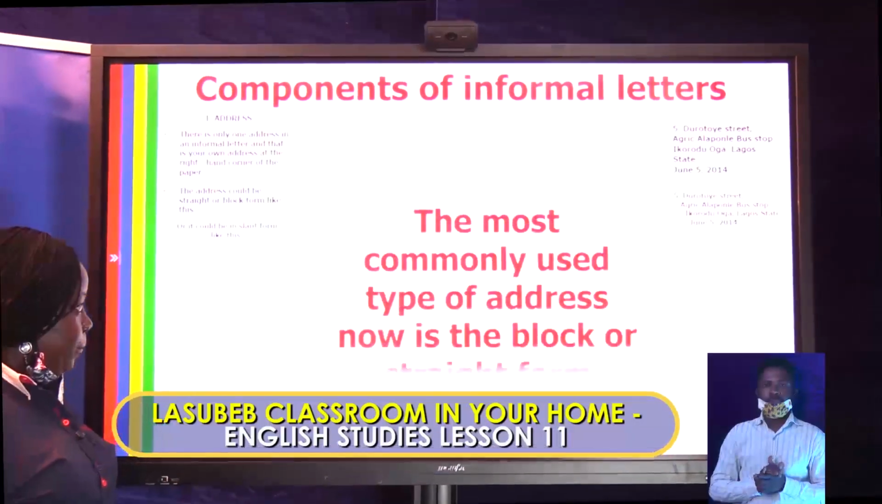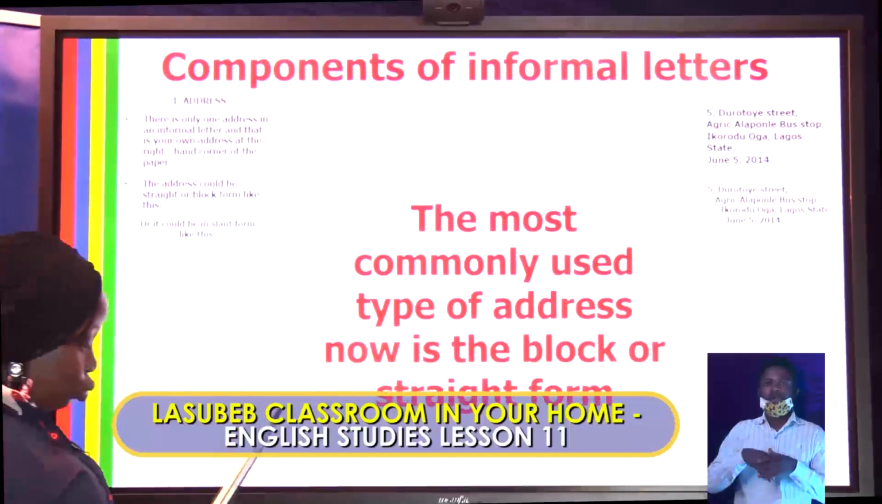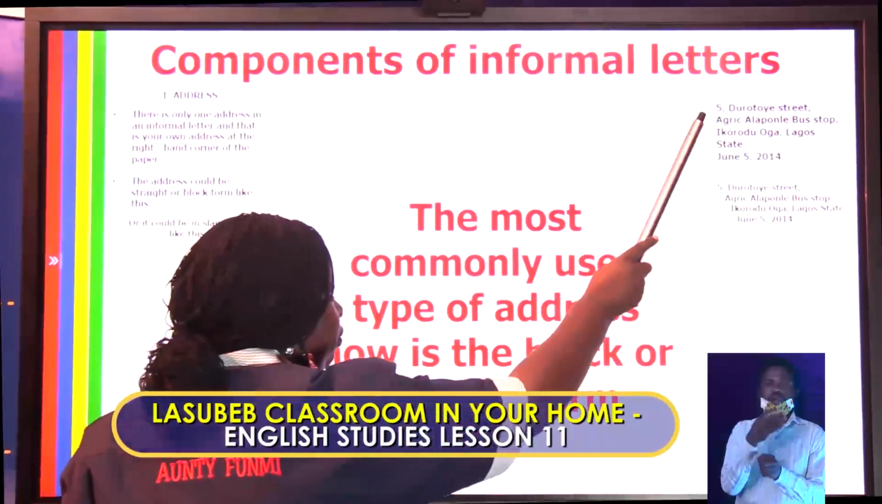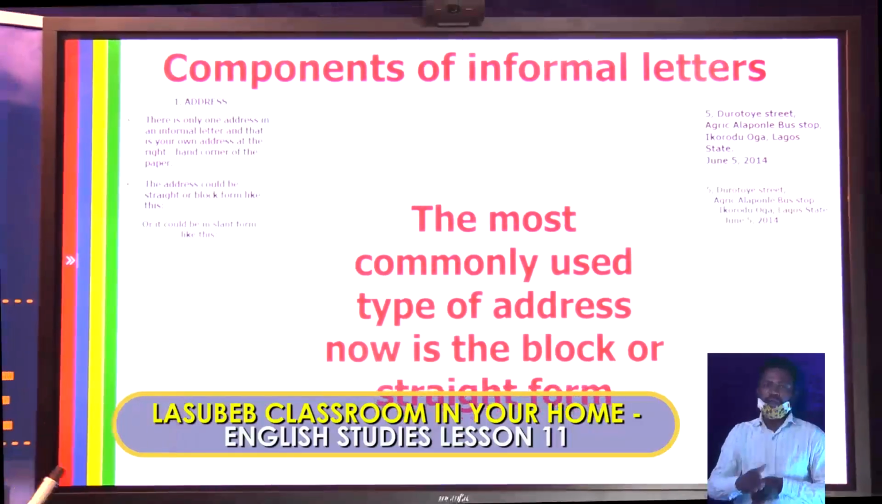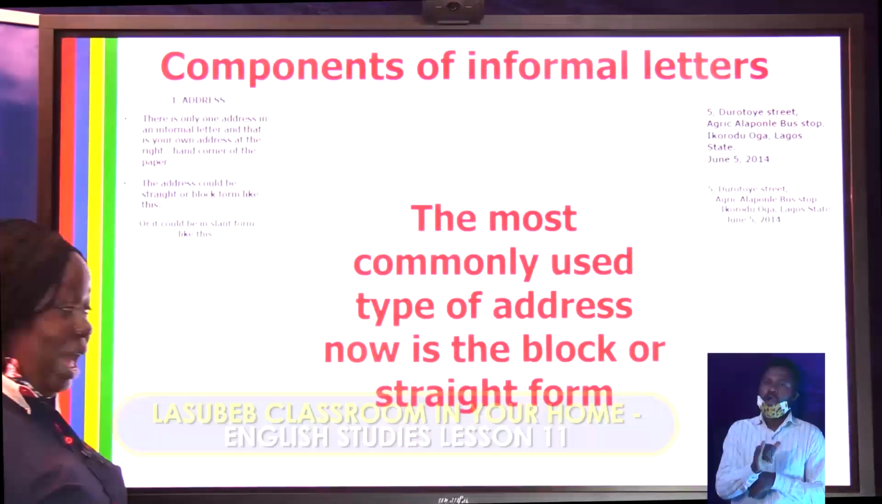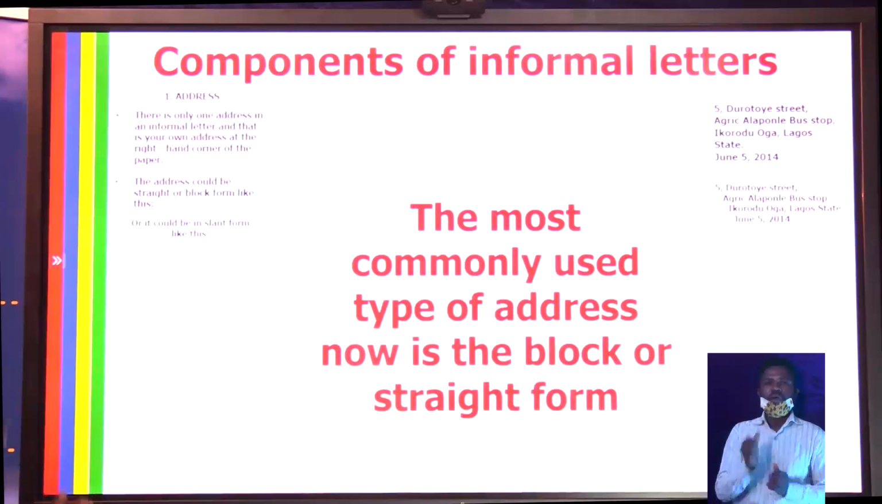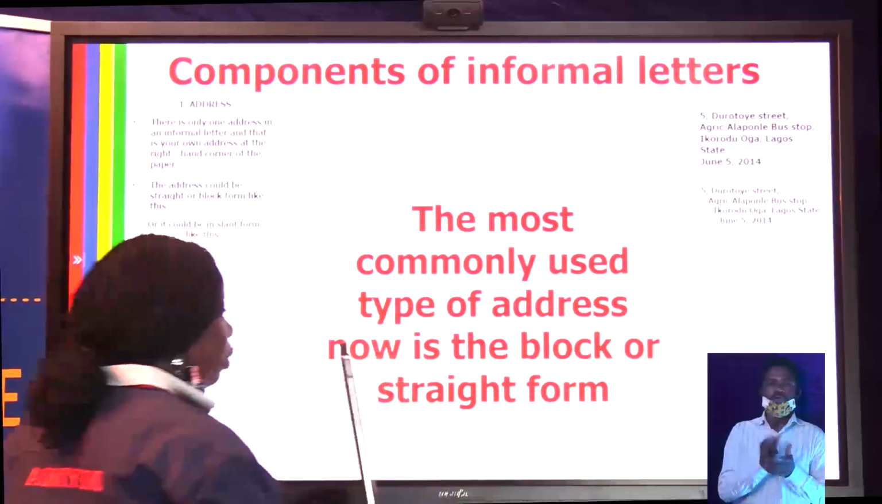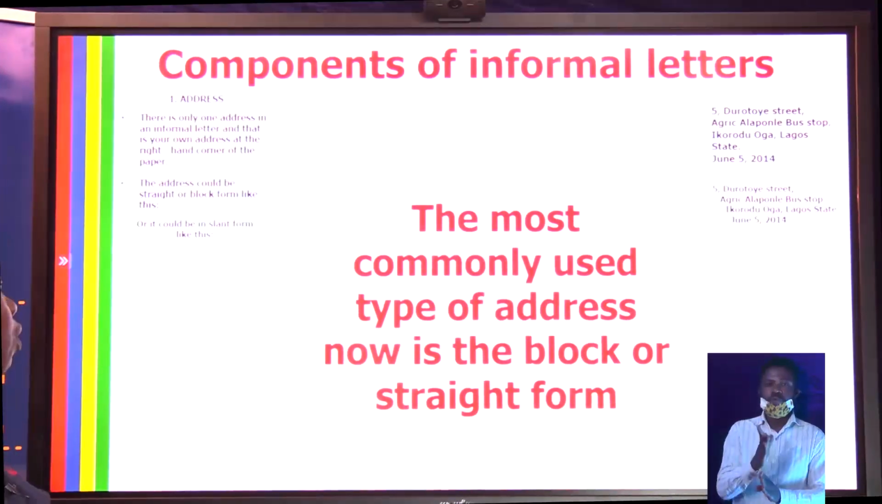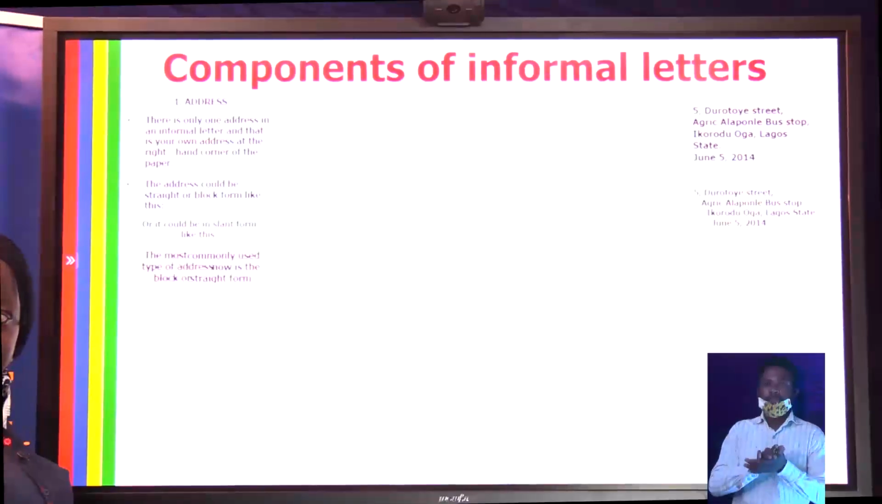Out of the 2 types of addresses, the block one and the slant form, the most commonly used type of address now is the block or the straight form. That is the first one that we use, the block or the straight form. I believe you are with me.